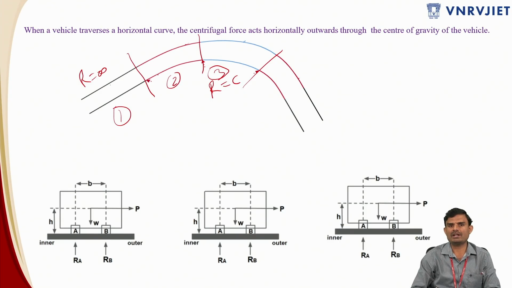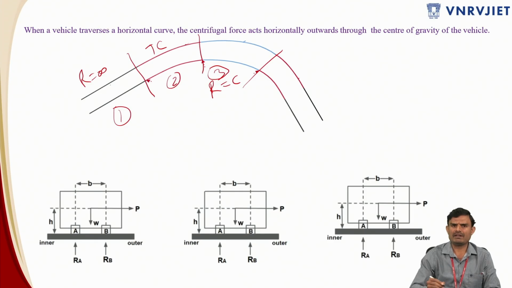You cannot abruptly bring your radius from infinity to a constant value. That should be done or introduced gradually by having a kind of curve which is said to be the transition curve. So this portion, zone 2 which we have here, is said to be a transition curve.